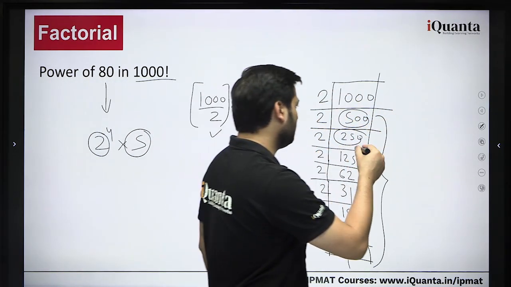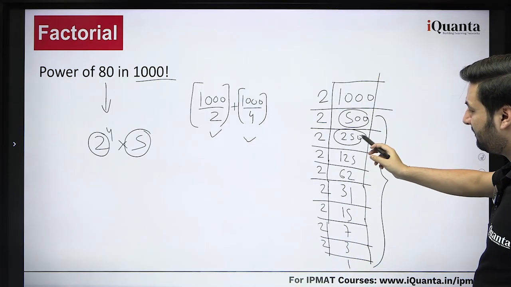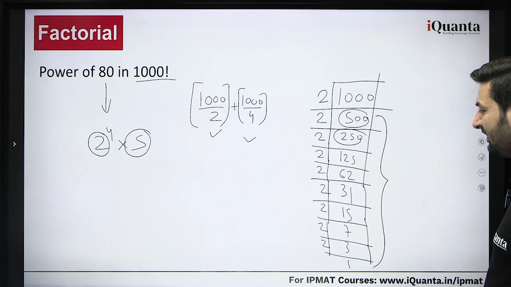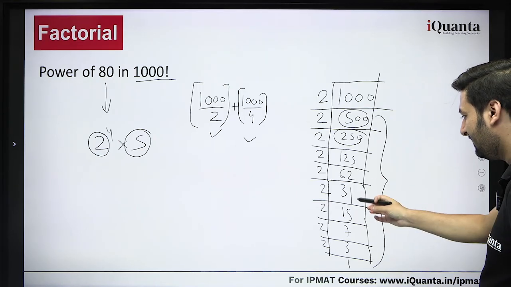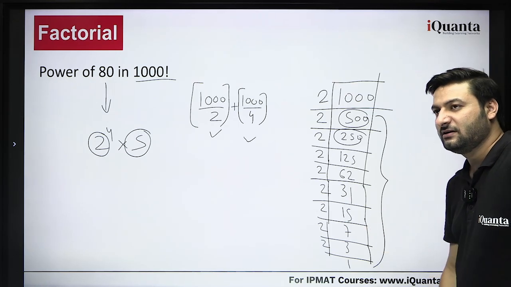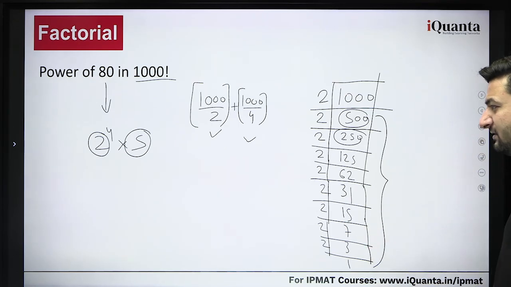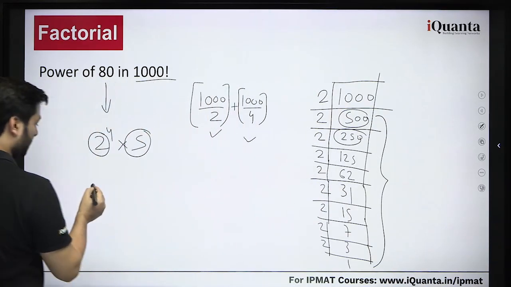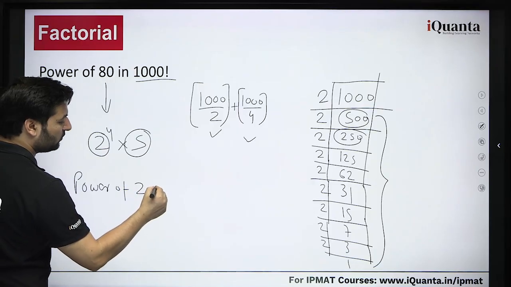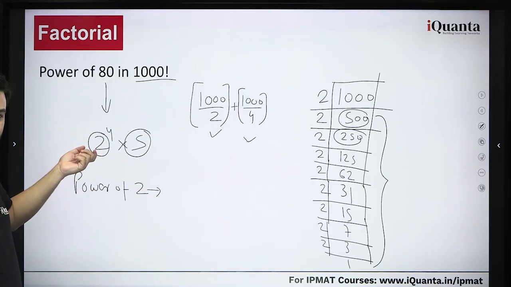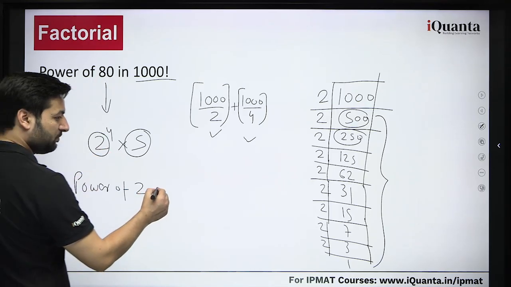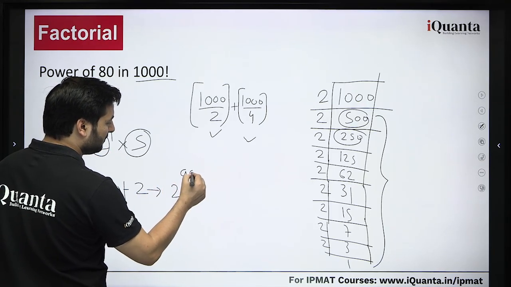What if we find out the sum of all of these? 500, 250 is 750, 750 and 125 is 875, 875 and 62 is 937, 937 and 31 is 968, 968 and 15 is 983, 983 and 7 is 990, 990 and 3 is 993, and 1 is 994. So, the power of 2, see, I just calculated the power of 2. Why did I calculate the power of 2? Because 2 was a prime involved in 80. So, power of 2 is 994.